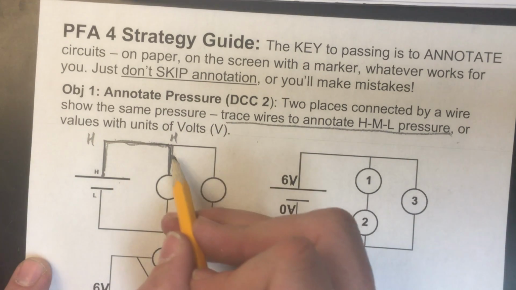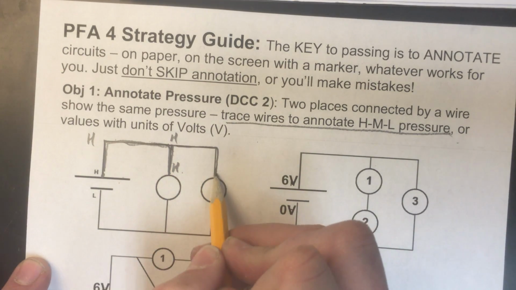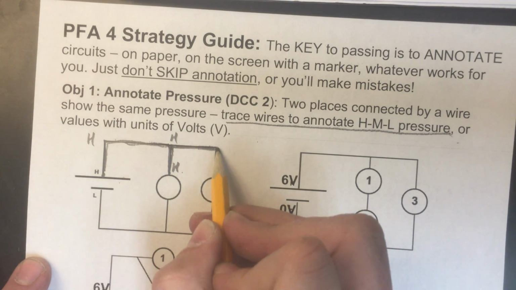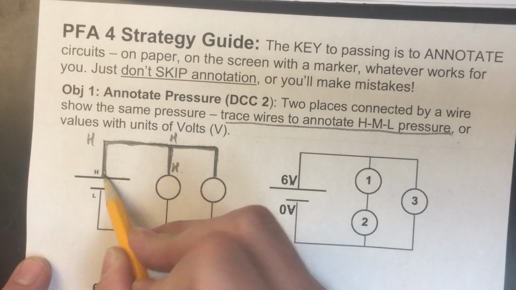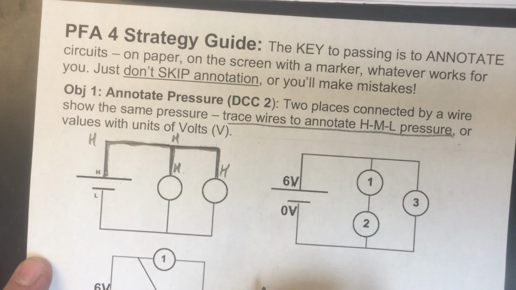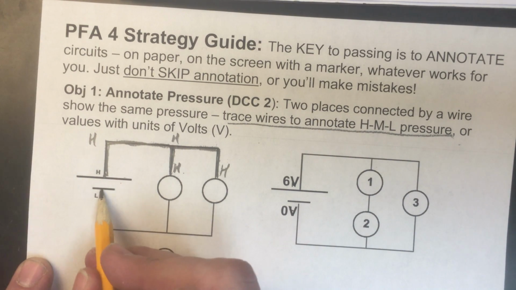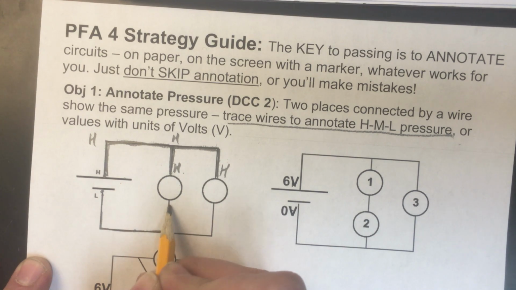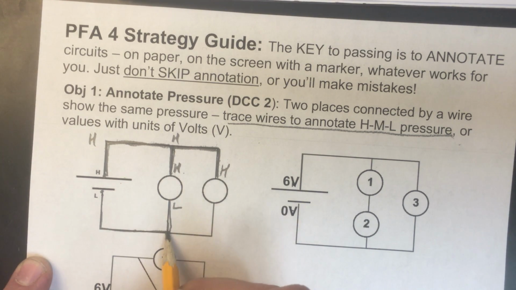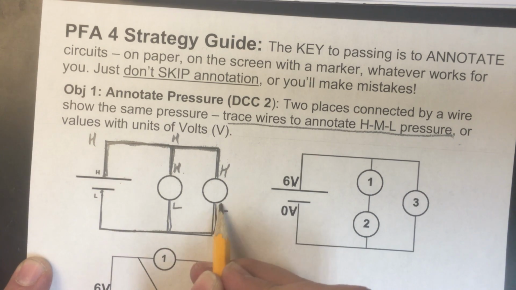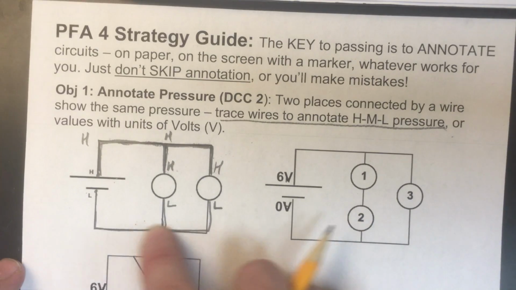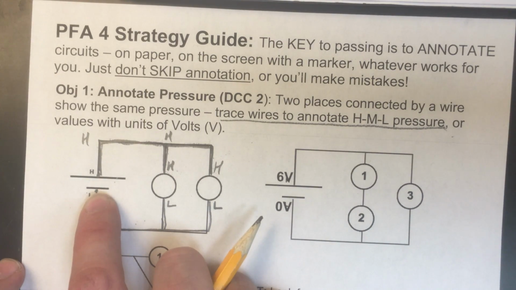But I'm not done yet, actually, because there's more parts of the circuit that are connected. I'm still tracing those wires that can be connected back to the H side of the battery, so that has to be H also. I can do the same thing with the low side of the battery. Any two places connected by a wire show the same pressure, so tracing these wires out, I can tell that that has to be low because it's connected directly back to the low side of the battery.